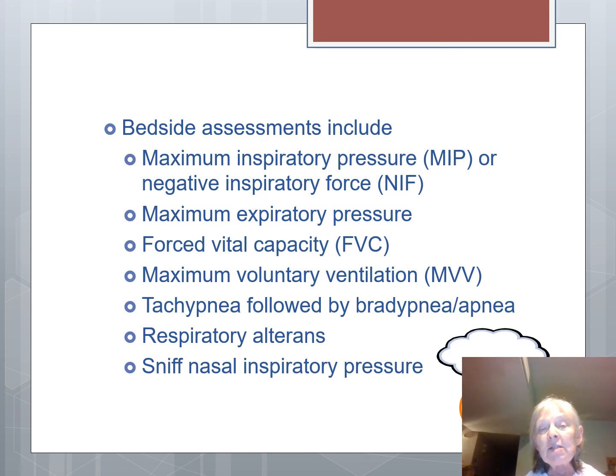Respiratory alternans, this is where you alternate the use of accessory muscles. You'll see patients doing this. They'll use their sternocleidomastoids and all those upper muscles, and then they'll stop, and then they'll start using their intercostals at this particular point. What they're doing is resting one set of the accessory muscles, and then they use the other one, and they go back and forth.